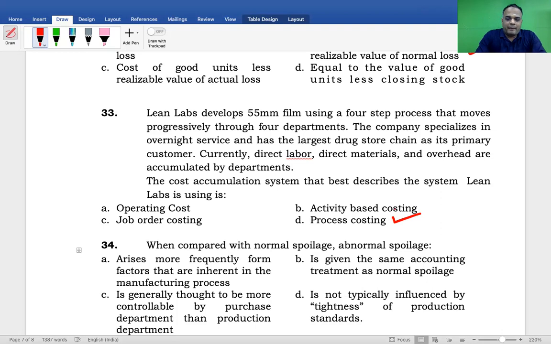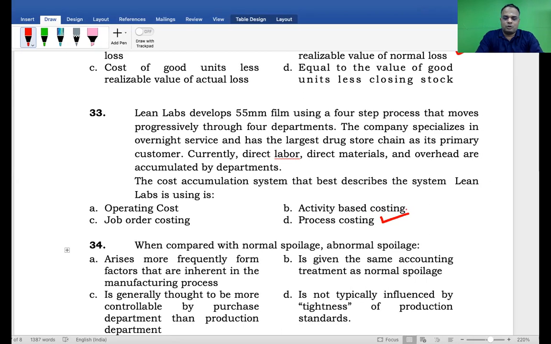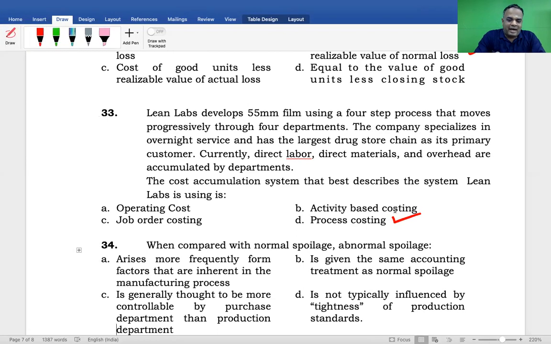When compared with normal spoilage, we have to identify which statement is for abnormal spoilage. First one: arises more frequently from factors inherent in the manufacturing process. Is it right? Abnormal loss would not happen frequently, so the first statement is not correct. Second: given the same accounting treatment as normal spoilage. Is it right? No, separate treatment.